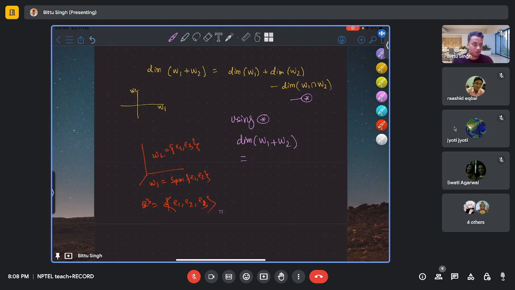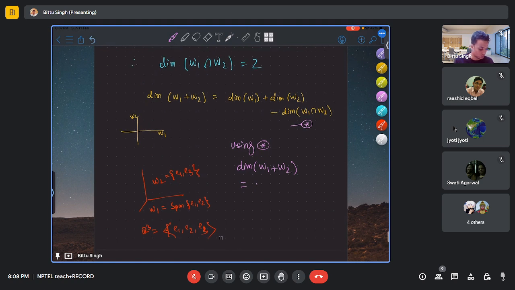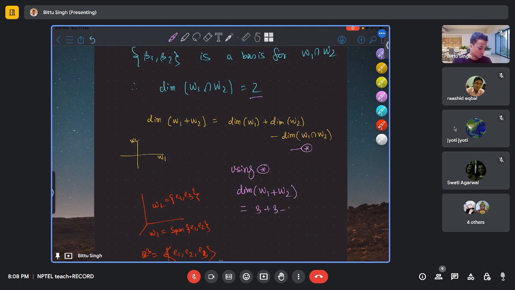This is the same as the dimension of W1. It was 3, I think. Yes, it was 3. Dimension of W2 was also 3. And now the intersection has dimension 2. Therefore, this is the same as 4. Okay.